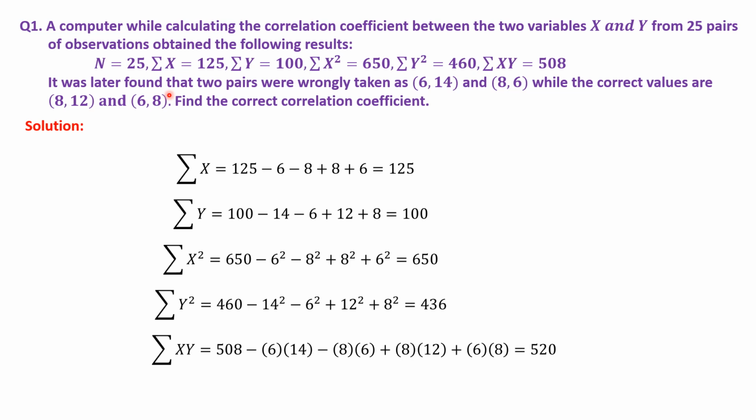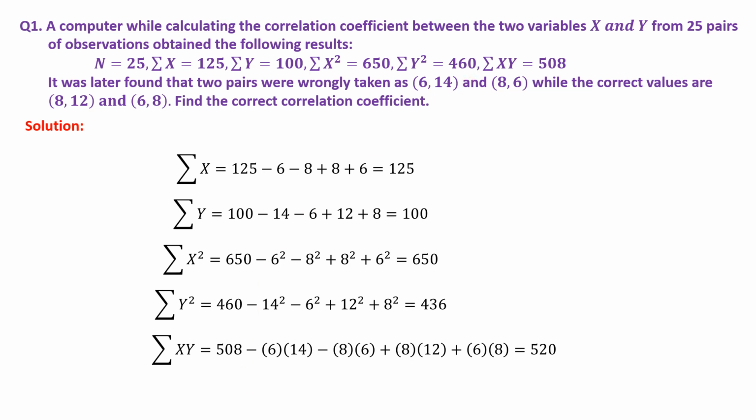It was later found that two pairs were wrongly taken as 6, 14 and 8, 6, while the correct values are 8, 12 and 6, 8. So find the correct correlation coefficient. Now, if this data was given to us, it was only direct substitution to get the value of rho. But the question slightly deviated here.